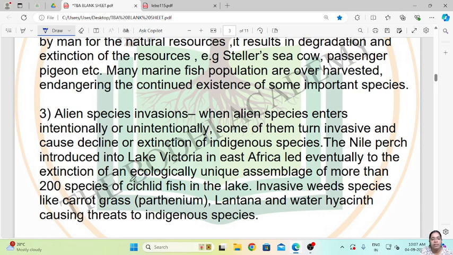So, invasive species are those species which invade a certain native place, which destroy the native species of that region. So they are like weeds that grow at an extensive rate, and then what it does is it will destroy the native population of the plants of that area.